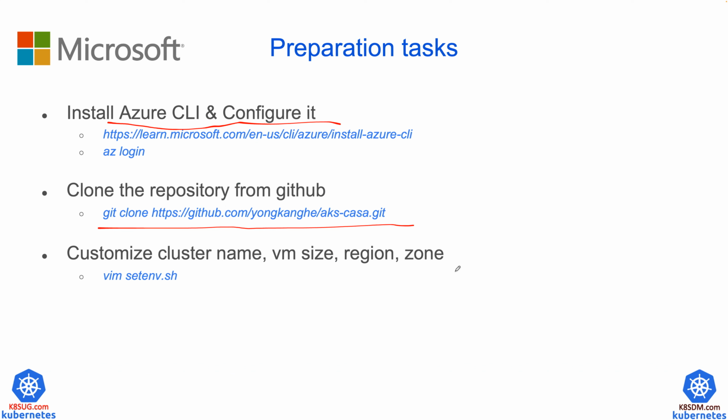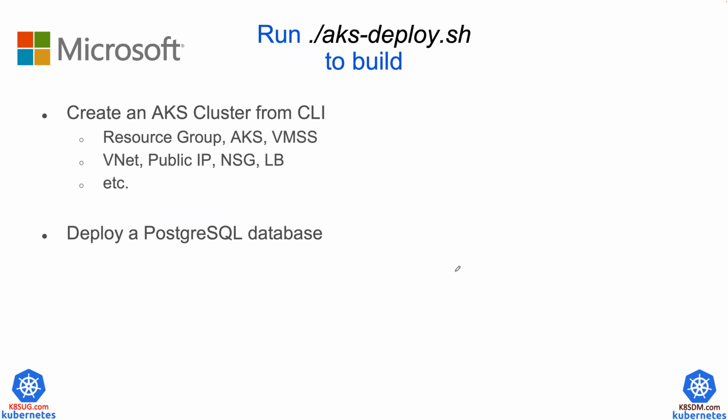So once you have the cloud account ready, and the preparation tasks all done, you just run the one magic command. It's called AKS-deploy, to build the AKS cluster from the command line. What we're going to create: your resource group, AKS cluster, VM scale set, VNet, public IP, network security groups, load balancer, etc. We also will deploy a sample PostgreSQL database.